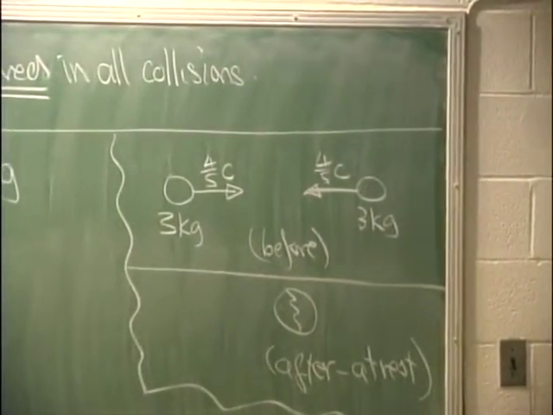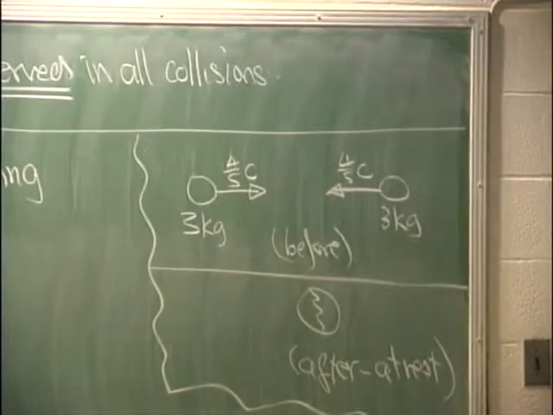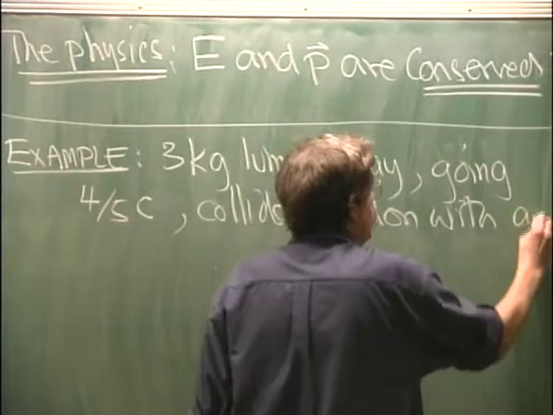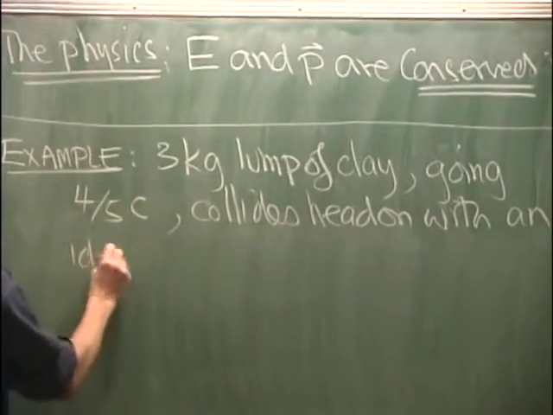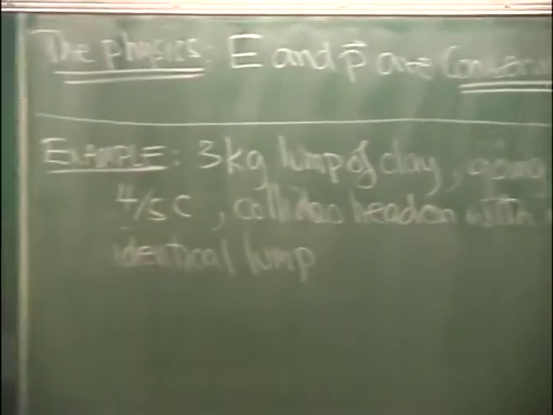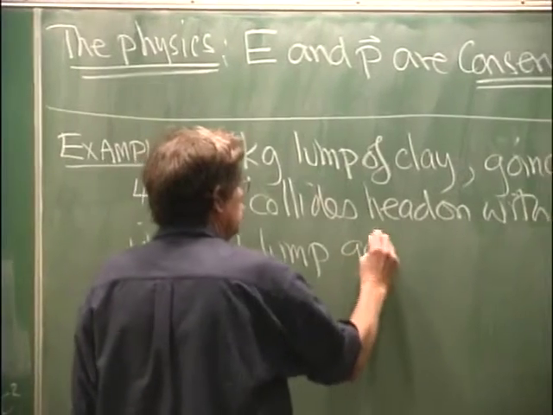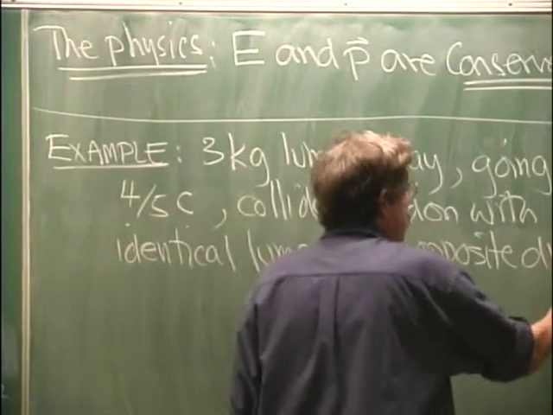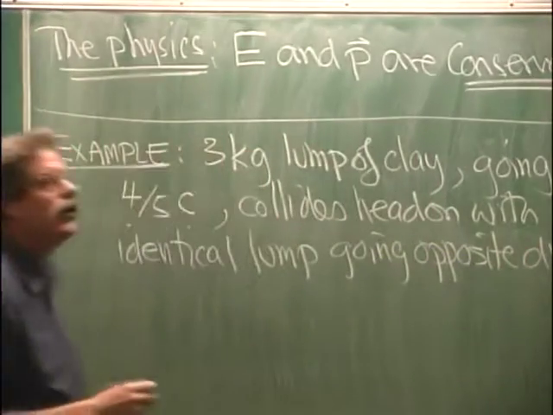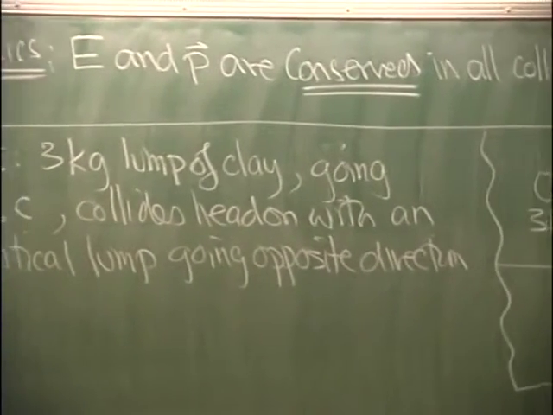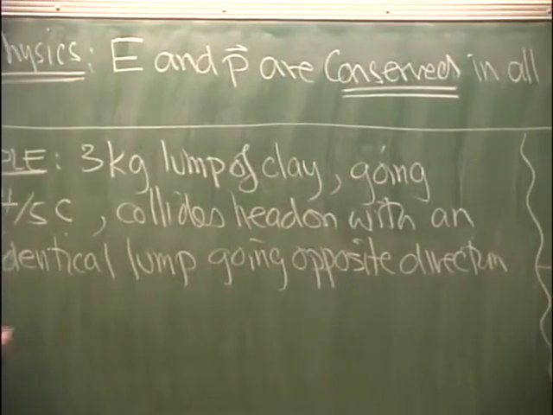So that's the collision I'm interested in. A 3 kilogram lump of clay going 4/5 c collides head-on with an identical lump, that is to say, mass also 3 kilograms, going the other way. I'm writing out the conditions here in gory detail because this is an absolutely critical example. Collides head-on with an identical lump going in the opposite direction at the same speed.